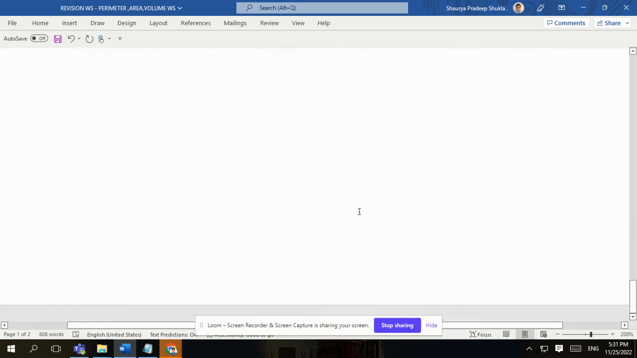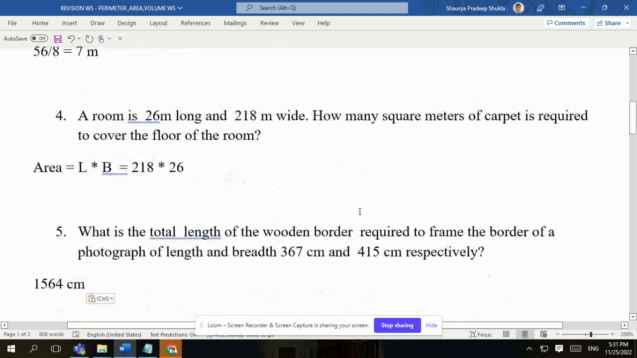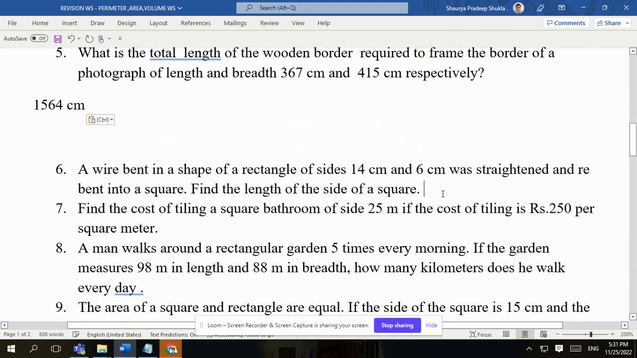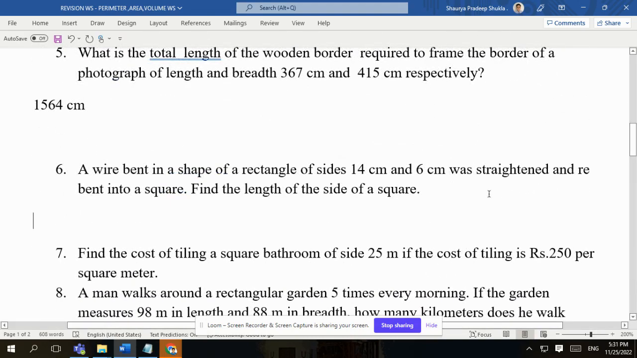All right. We have so many problems, guys. We have to hurry a bit. Question number 6. A wire bent in the shape of a rectangle, with the dimensions given, needs to be straightened and rebent into a square. Find the length of the side of the square. It's a very interesting problem, guys. Here you need to understand one thing. They are giving you a rectangle, and they are saying they will open it and make it into a square.